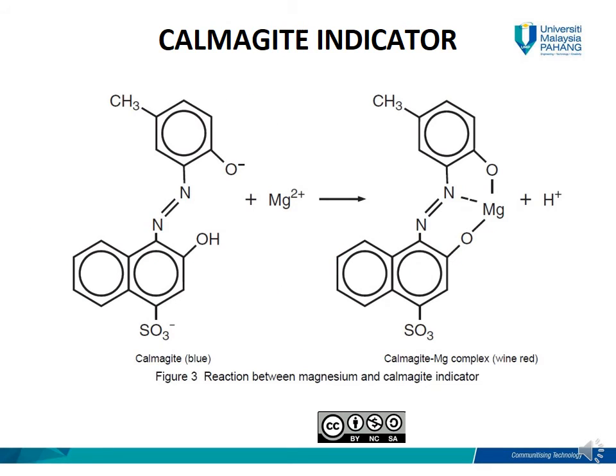Now this is for the Calmagite indicator. You can see the chemical reaction involved between Calmagite and the metal, our analyte. The color change is from blue to wine red. This is when you mix the Calmagite with magnesium. In the same solution, after you add the indicator, it will change to a wine red color.